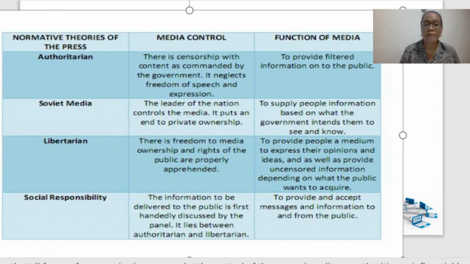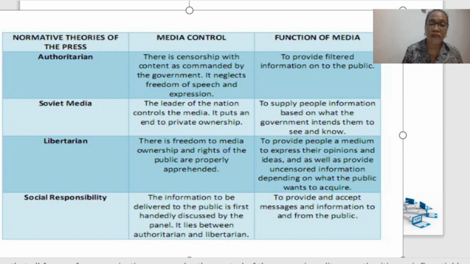It neglects freedom of expression and speech. So it means to say that authoritarian media is controlled by the government or by the elite people. So they are not given the freedom to express themselves. They are prohibited to talk or give feedback. So it is the government or the elite people to provide filtered information onto the public. So it is just a one-way communication. The information comes from the government or the elite people, and the masses are not given the freedom of speech to express their views or idea.